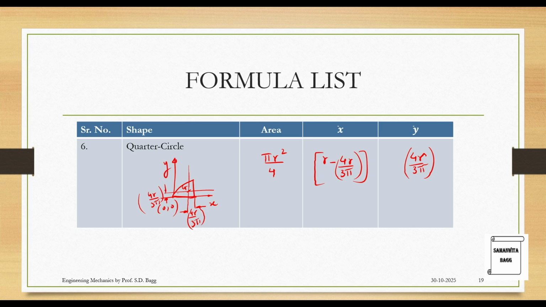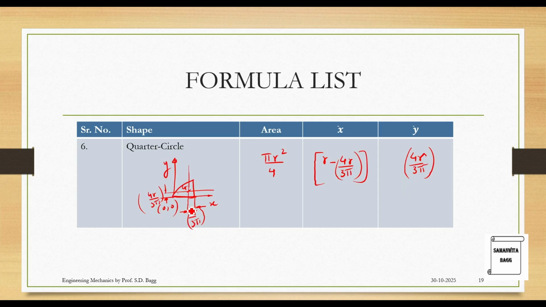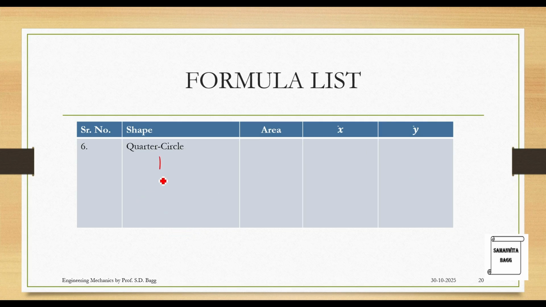Now let's change the orientation once again. We have taken like this. We have taken in this form. This is x and this is y. So this is the quarter circle. Again, this is the position. You can mark with a pencil. This is G. This is origin 0, 0. Area is pi r square by 4. This gap is 4r by 3 pi.